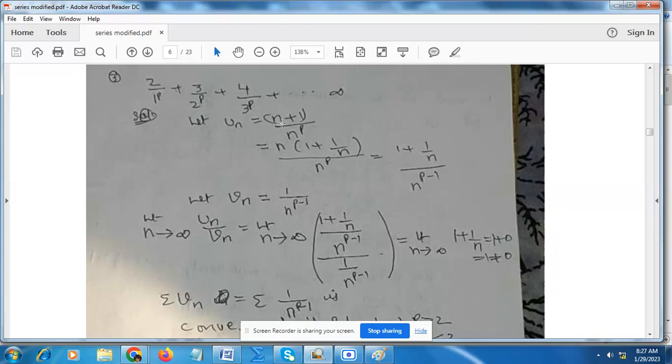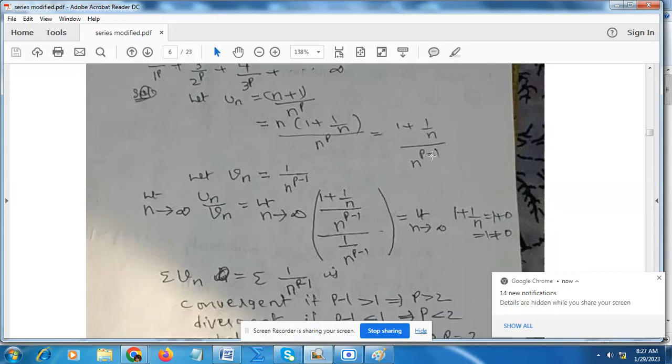Now take n common in the numerator. It is n into 1 plus 1 by n, all over n power p. Then a power m by a power n is a power m minus n, so 1 by a power n minus, whatever you take, no problem. So n into 1 plus 1 by n, the whole over n power p minus 1. Now take 1 by n power p minus 1 as Vn.